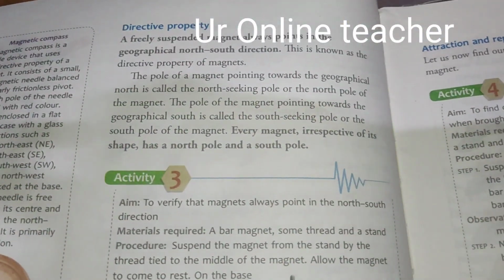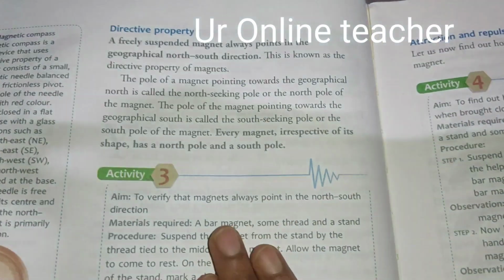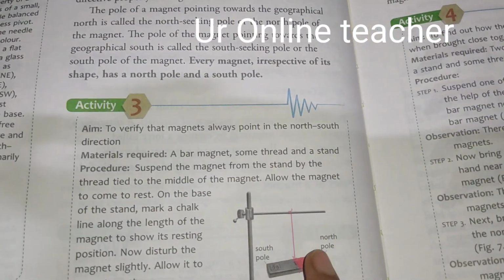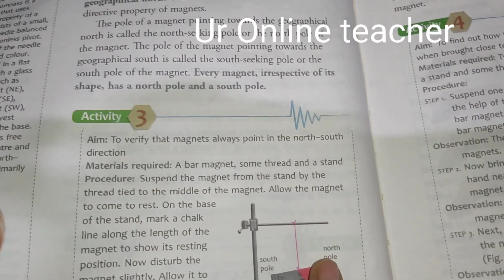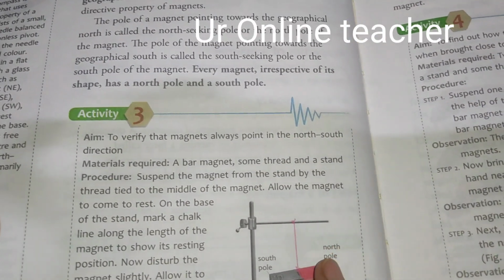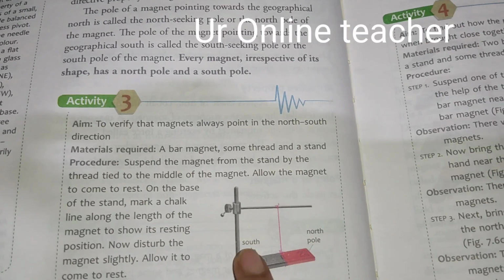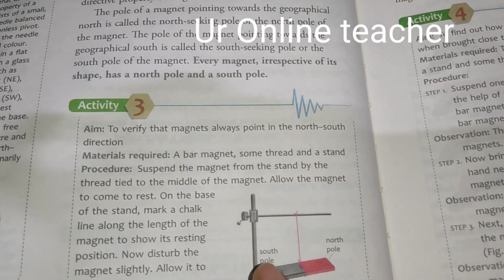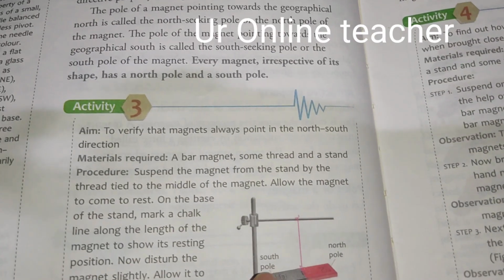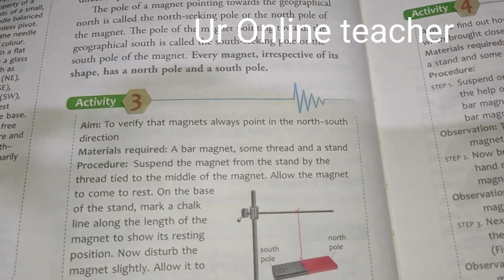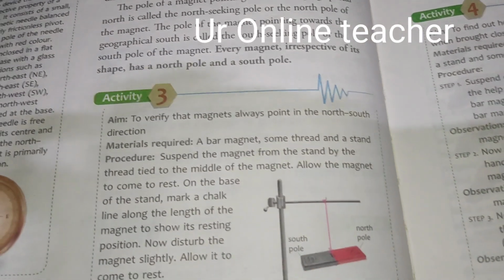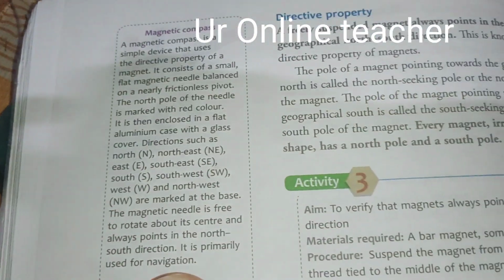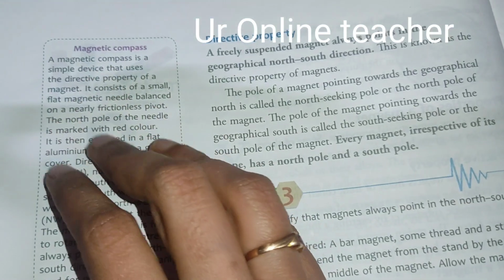So we can know the direction with the help of these magnets. The pole of a magnet pointing towards the geographical north is called the north seeking pole, or just north pole. The pole of the magnet pointing towards the geographical south is called the south seeking pole, or just south pole. So every magnet, whatever its shape, has both a north pole and a south pole. So we can use this as a compass.